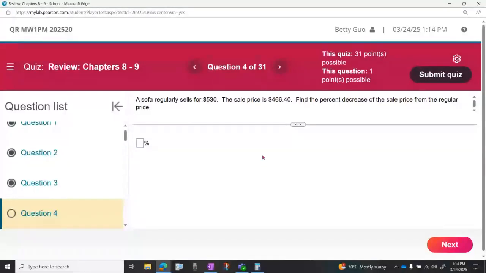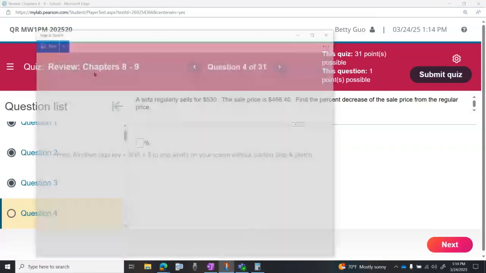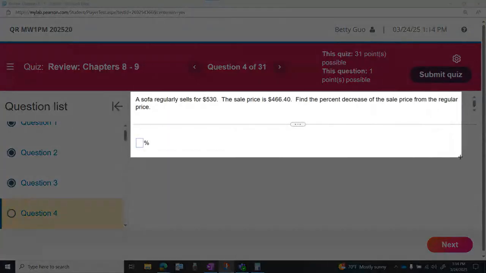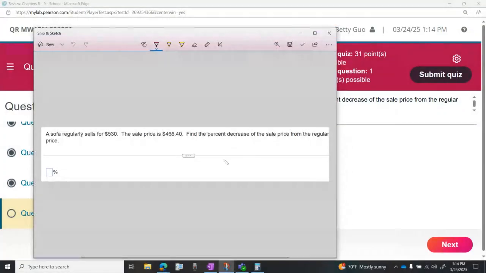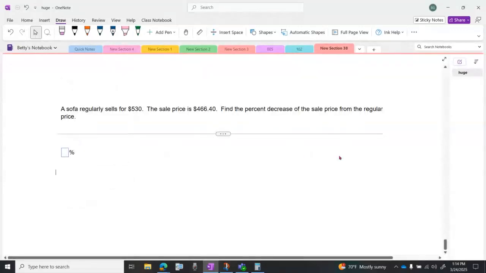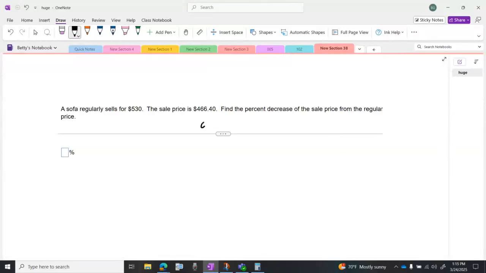Question number 4. A sofa regularly sells for $530. The sale price is $466.40. Find the percent decrease of the sale price from the regular price. So this is about finding percent decrease. Same way as finding percent increase. On your scratch paper, you need to write down original and new.